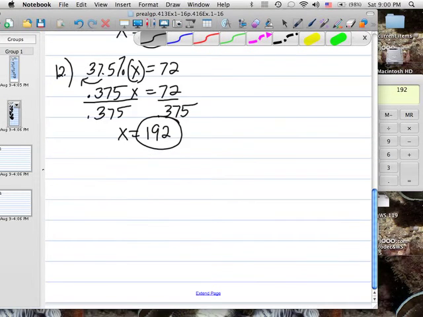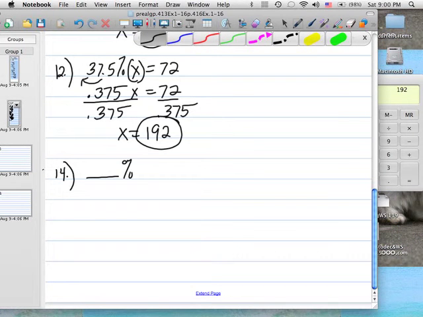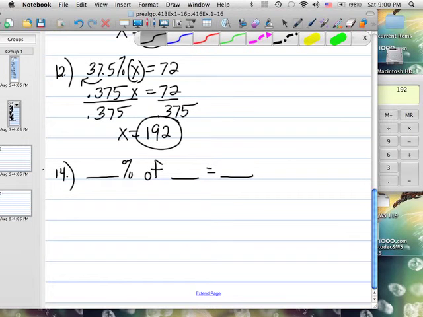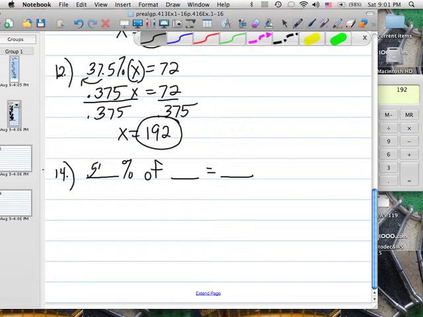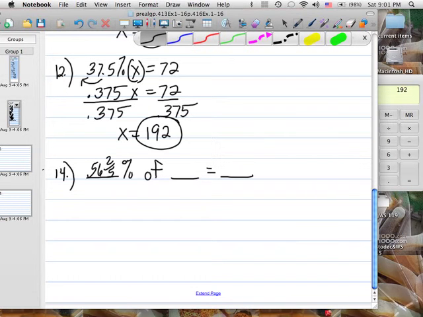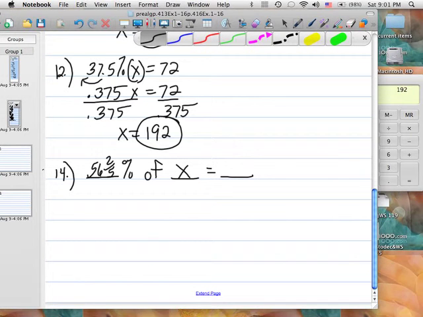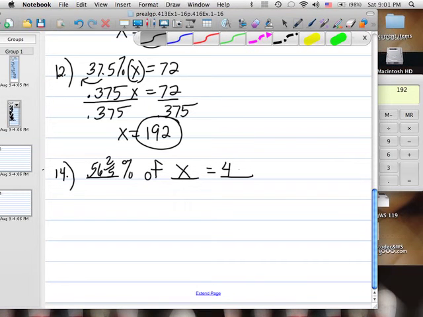Problem number 14, set up the equation format for a percent word problem. And we'll fill in the blanks. There are 4,230 season ticket holders for the Cougars football games. This is 56 2/5% of the seating capacity at the stadium. What is the seating capacity? So we're looking for the whole amount X. And the part, which is 56 2/5%, is 4,230.